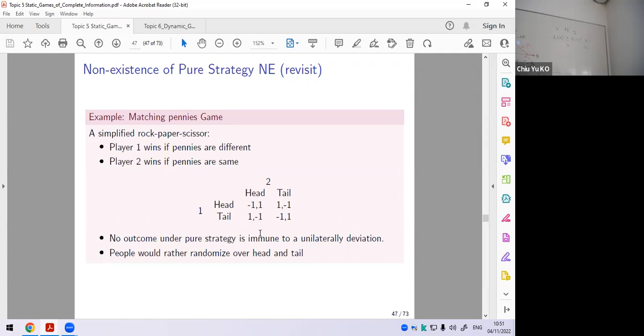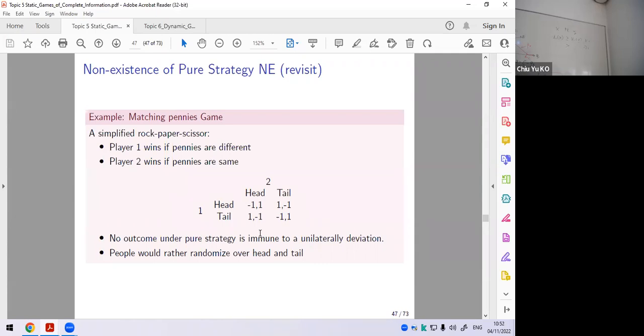Yes, we have. We'll talk about that at the end of the slide. We will have a condition for existence. Okay. So as we said, this one, right? Rock, paper, scissors, a simplified version.